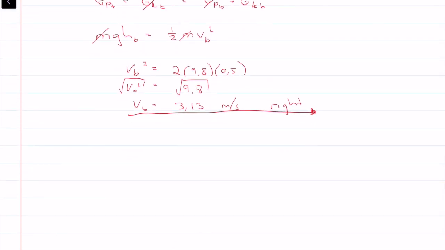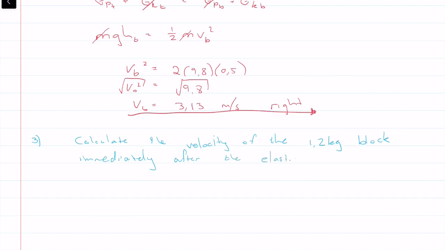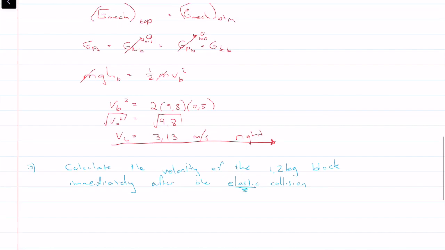Okay, so the third question is where things get ugly, which we can say is calculate the velocity of the 1.2 kilogram block immediately after the elastic collision. Another key piece of information is the word elastic there. Okay, so we're going to start off with conservation of momentum.